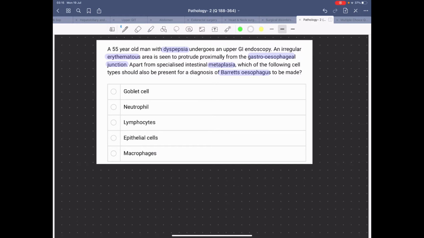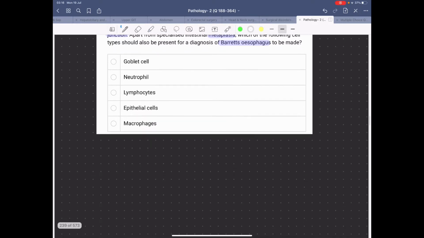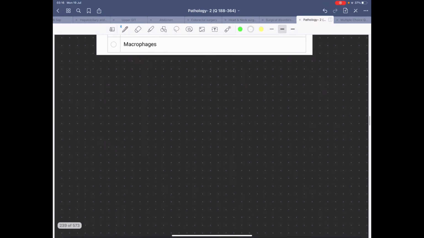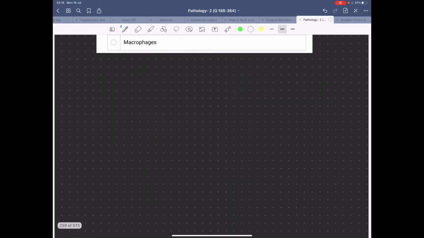So you're having a patient with a diagnosis of Barrett's esophagus, and they're basically asking you what kind of epithelium Barrett's esophagus has, and consequently what type of cell is present in Barrett's esophagus. So basically, let's talk about Barrett's esophagus. What is the natural history for Barrett's esophagus?